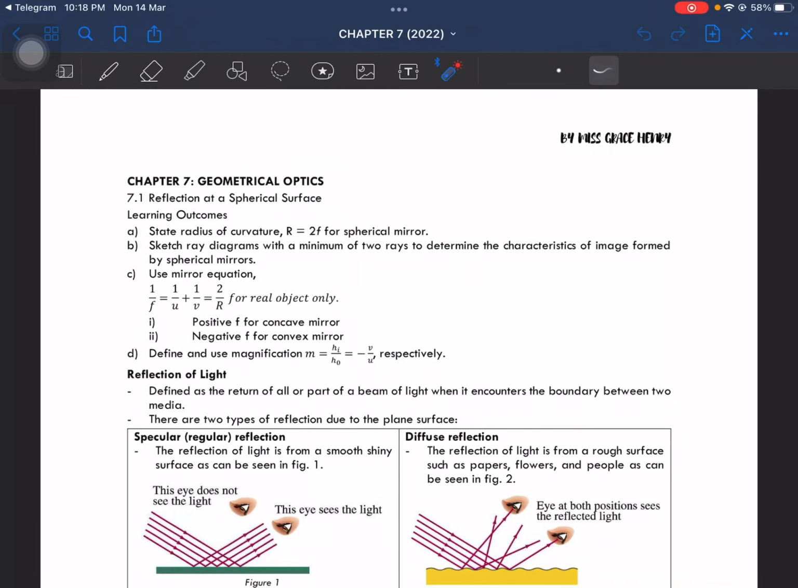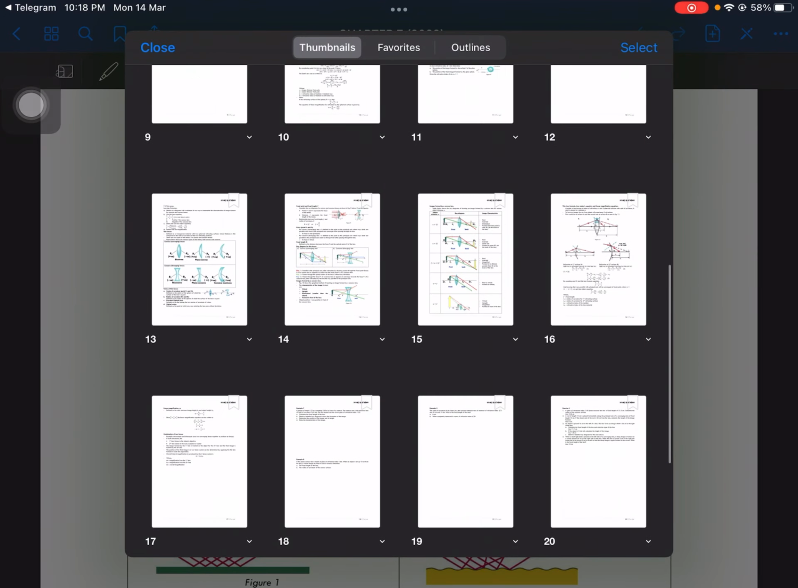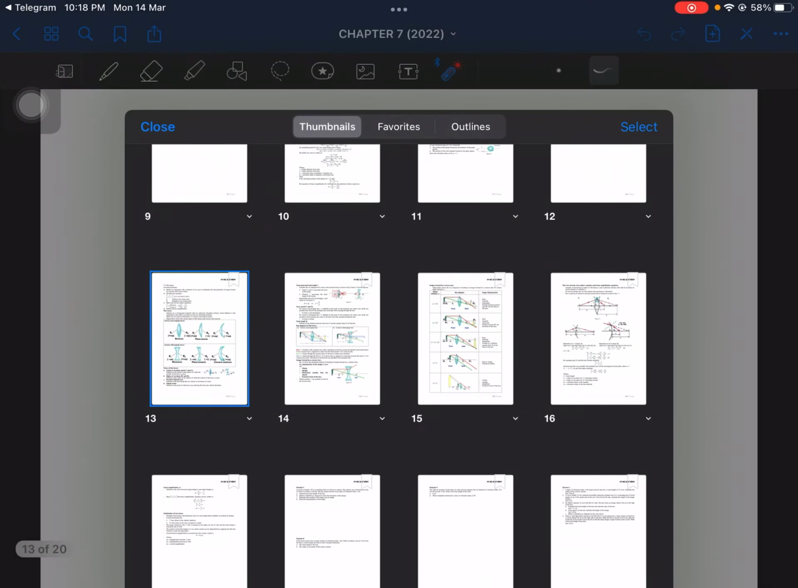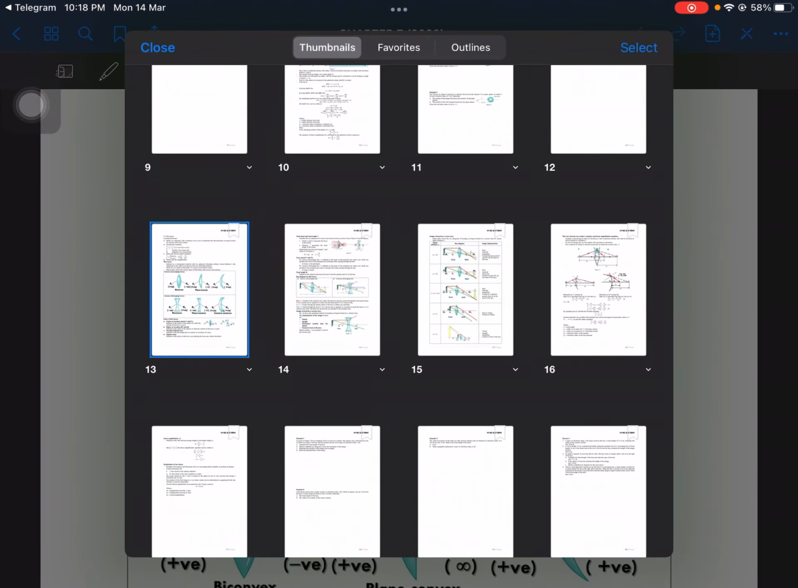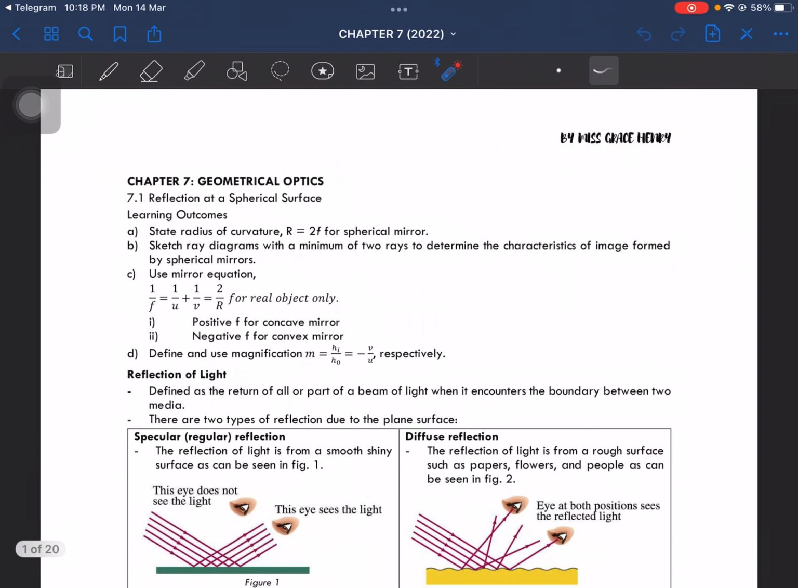Hello everybody, so today we will be going into chapter 7. Chapter 7 is on geometrical optics. I think there are 3 subtopics in this chapter, if I'm not mistaken. Oh yes, there are 3 subtopics in this chapter. The first subtopic is on reflection at a spherical surface.